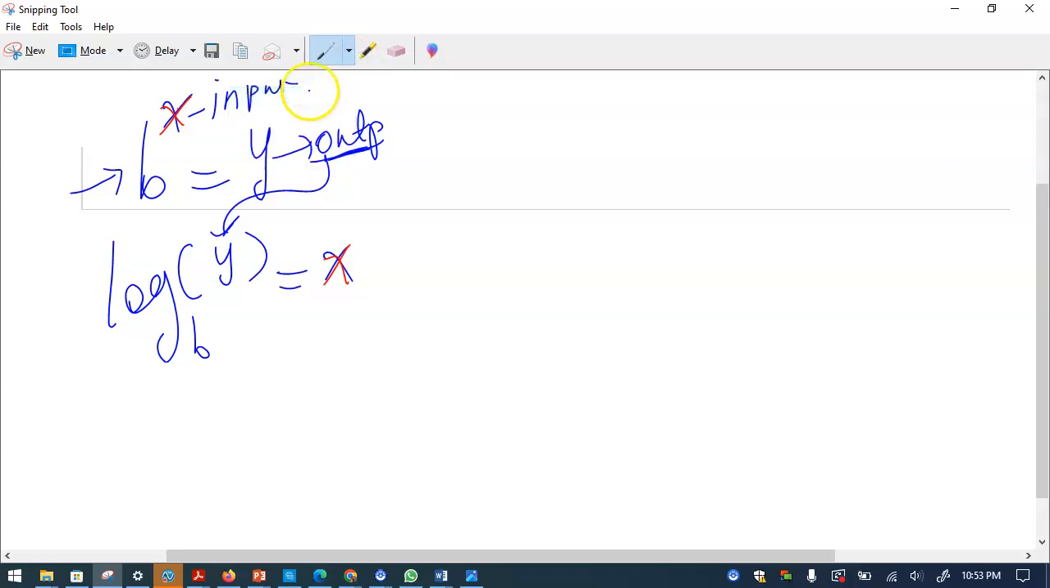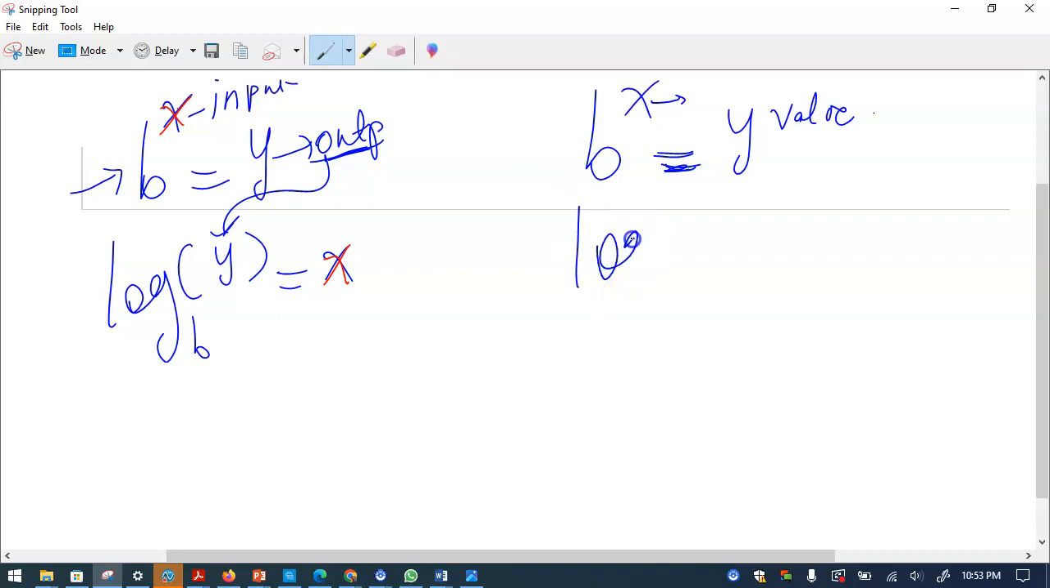And sometimes you can just remember it this way also. If we have b raised to x equals y, this is one way. Or you can also, for this input, this is the value, right? So that way you can also use log of the value to the base b and x.